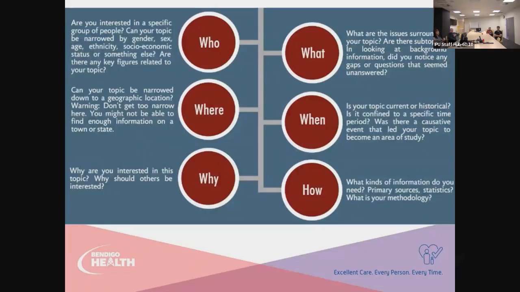So looking at who the research participants are, what the issues surrounding the topic are, what the subtopics are, what the gaps are, and then where, the geographic location, and when, whether your topic is current or historical, specific time periods, and why you are interested in it and why others should be. And then of course the how, which was what kinds of information you need, primary sources, statistics, etc., which brought us to what is your methodology. We didn't go into that in the first session, which is why we're having a session on it now.